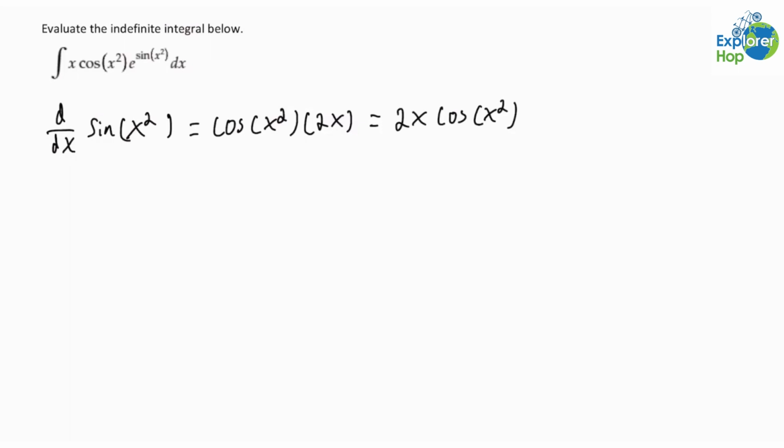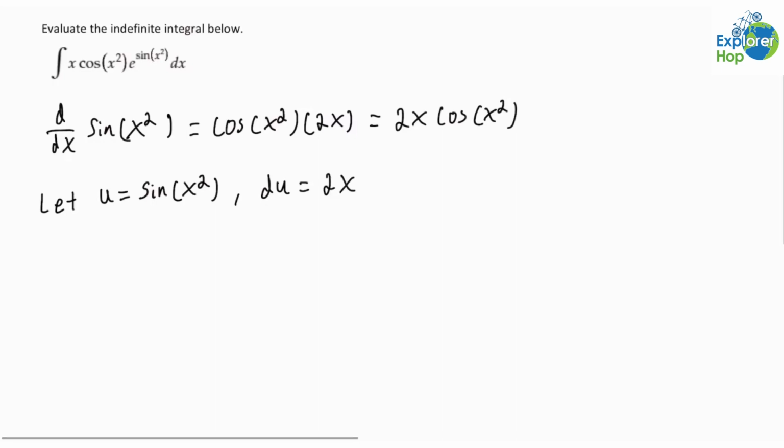So we can let u be equal to sine of x squared, which means that du is equal to 2x times cosine of x squared dx.